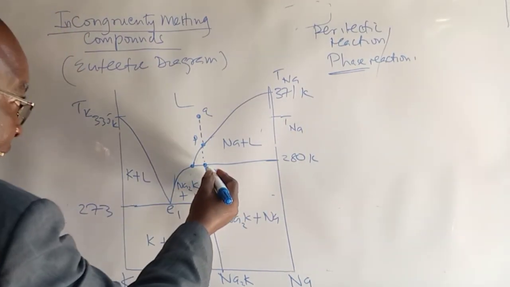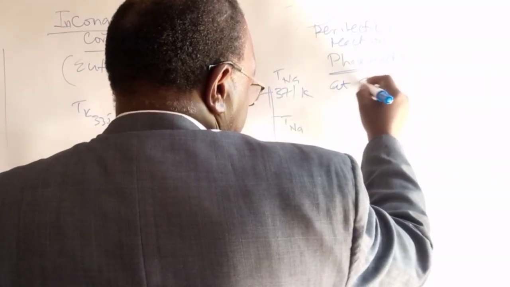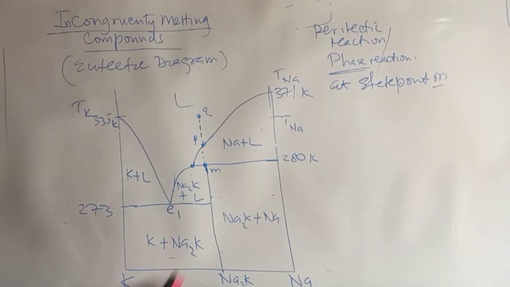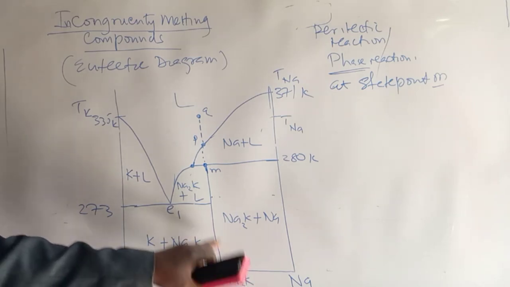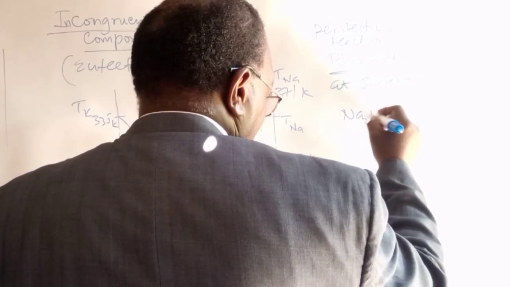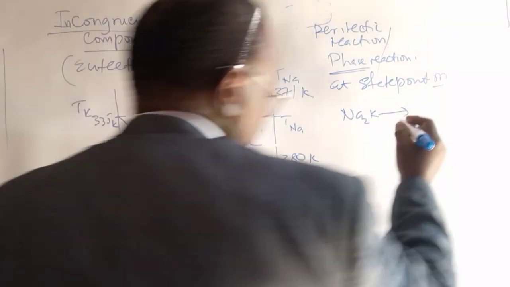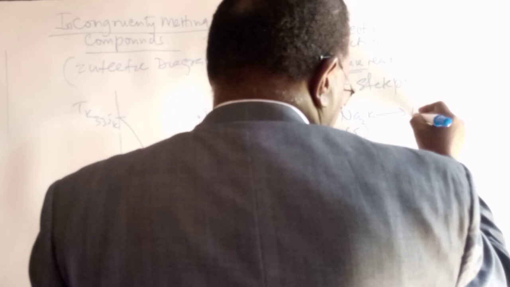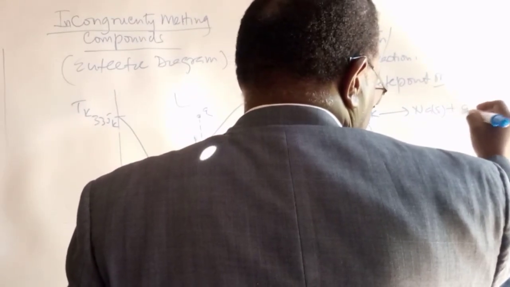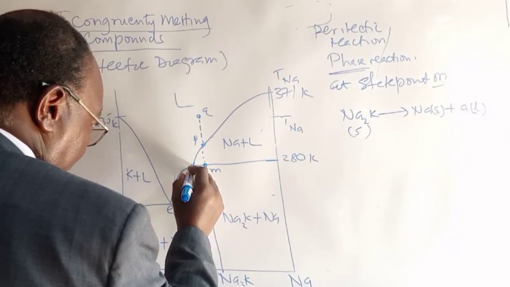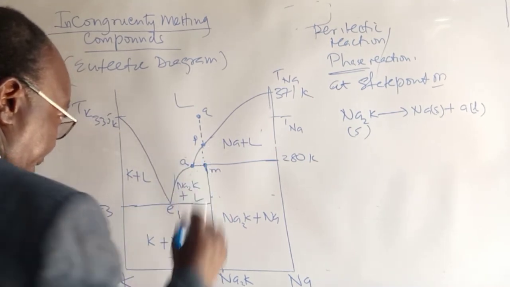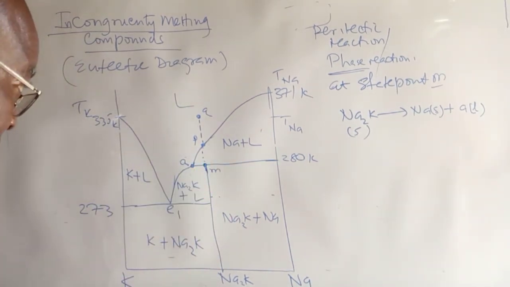Now, we have the peritectic reaction at state point M. Now, what is the peritectic reaction? This peritectic reaction here, at state point M, we will have sodium 2K, that is solid, forming sodium, solid, plus liquid. Let's call that liquid to be represented by A. Let the composition of that liquid be represented as A.